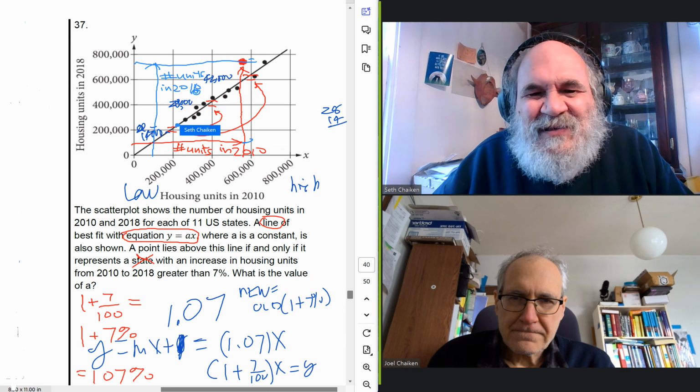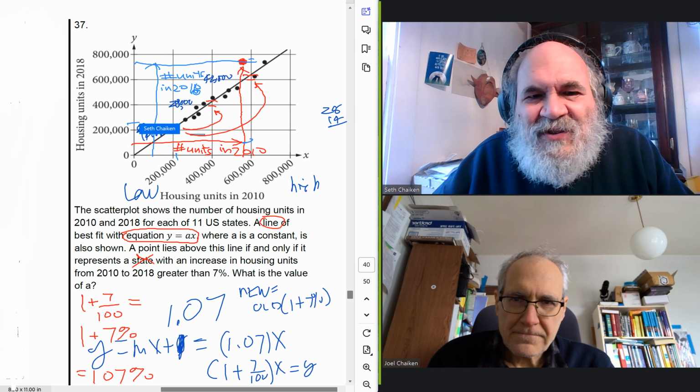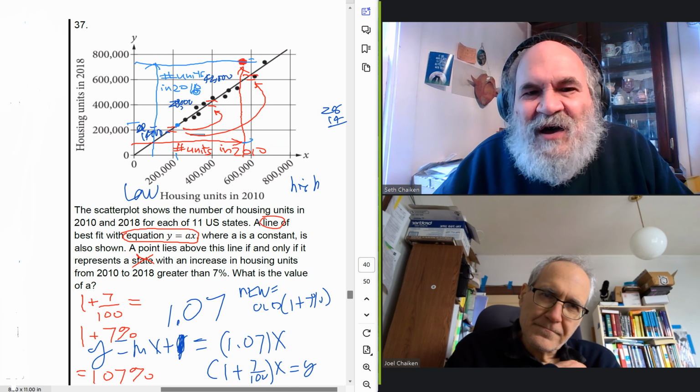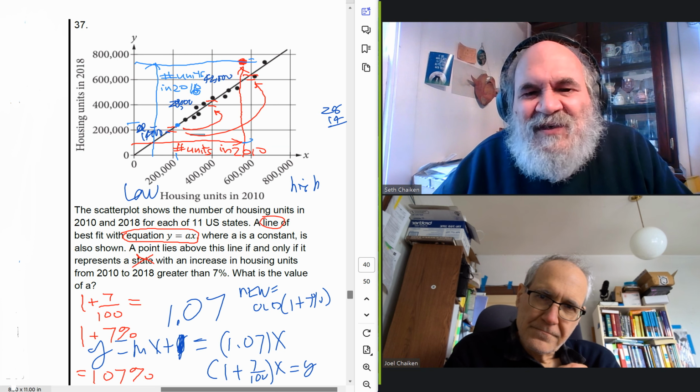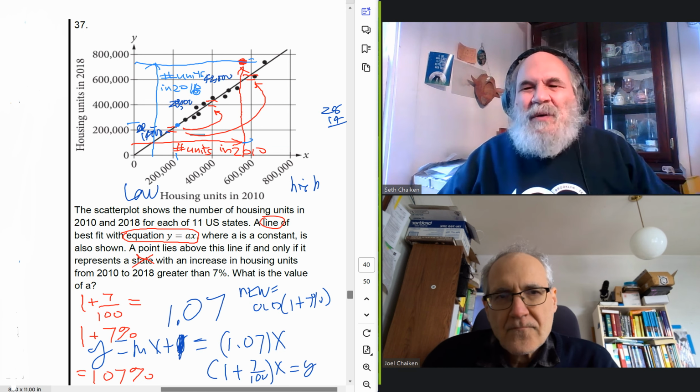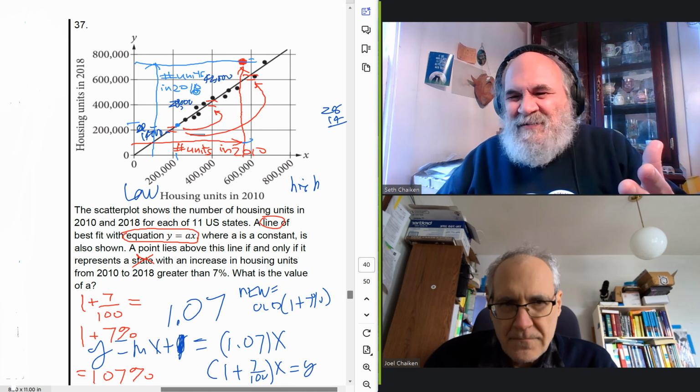So a point that's on the line, like there, represents an increase of the number here to the number here of exactly 7%. So the line represents the y value being an increase of the x value by 7%.